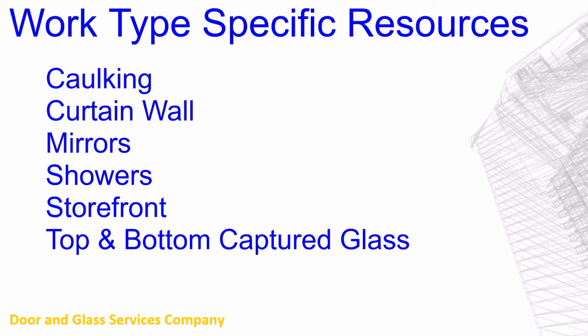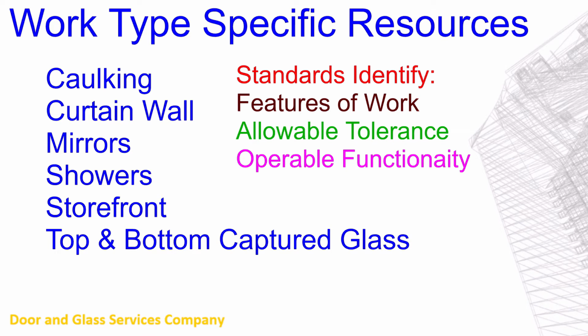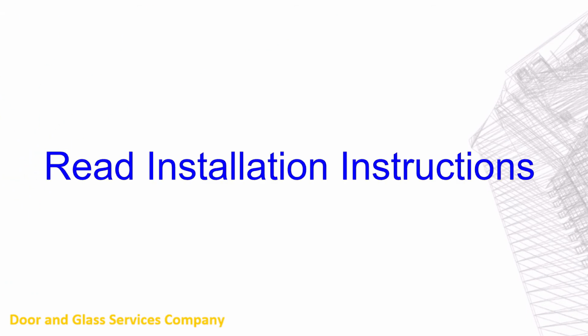D&G has developed standards for the performance of each type of work the company performs. D&G's standards identify the features embodied in its finished work, including the acceptable amount of deviation from intended placement and expected functionality. Refer to D&G's work type specific resources before performing layout.